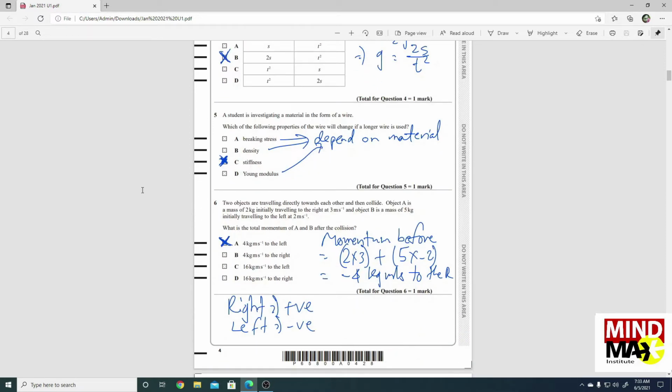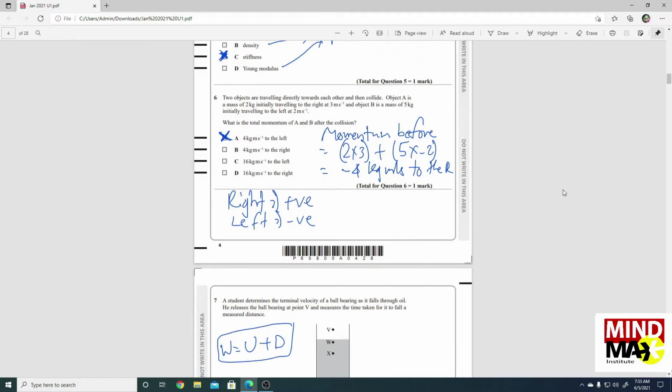Out of these 4, breaking stress, density, and the Young modulus, all of these 3 factors actually depend on the material itself. They don't depend on anything else except the material type. Just like glass has a different breaking stress, density, or Young modulus, similarly rubber has a different breaking stress, density, and Young modulus. So the only thing that can change if a longer wire is used has to be the stiffness.